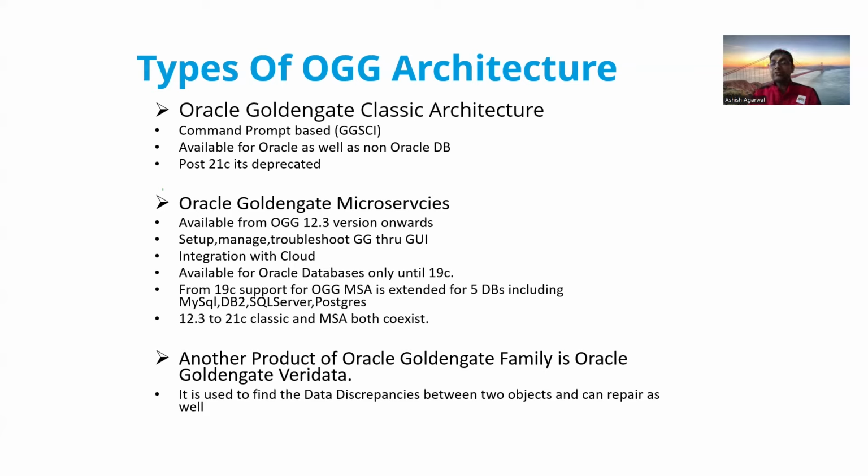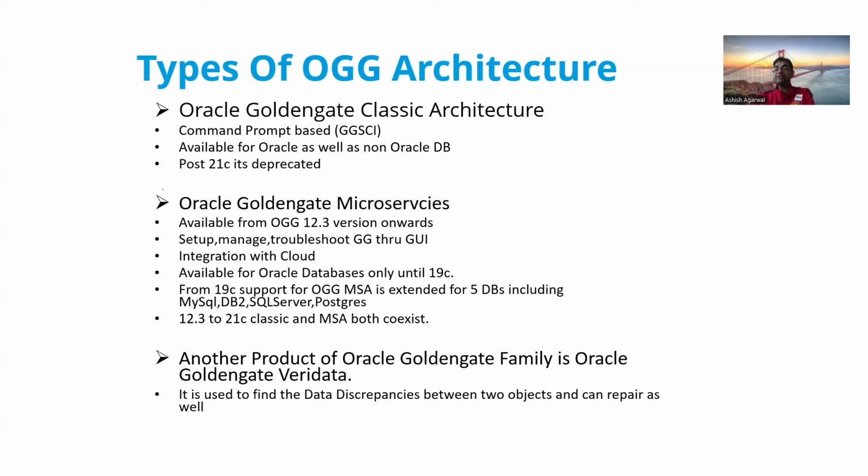So as of now, a lot of organizations, in fact new implementations, are going with classic architecture, because first, there is very little competency available in GoldenGate. And even if it is available, they know classic architecture. Many of them don't know microservices. So in the organization, whatever the SME suggests, they go with that.